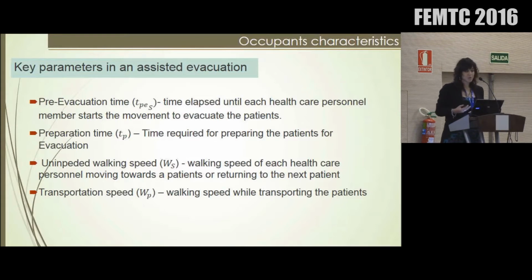Also, we have the unimpeded walking speed. This is the walking speed of each healthcare personnel moving towards a patient or returning to the next patient. And finally, we have the transportation speed. This is the walking speed that the healthcare personnel has while transporting the patient or walking with the patient.